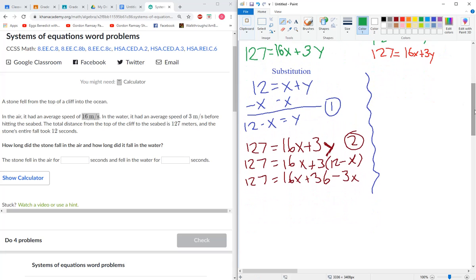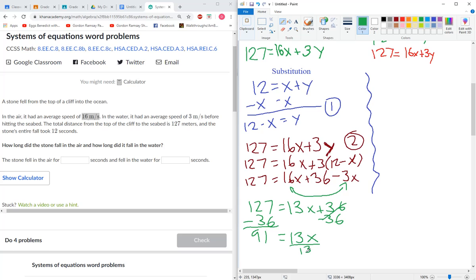Okay. So I'm going to put these together. So that's 127 is equal to 16x minus 3x is 13x plus 36, minus 36 from both sides. So 127 minus 36 is 91, right? That cancels, so we end up with 13x. Divide both sides by 13. So x is going to equal 7.